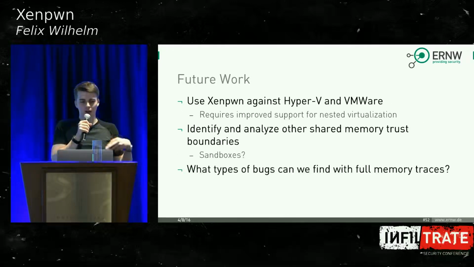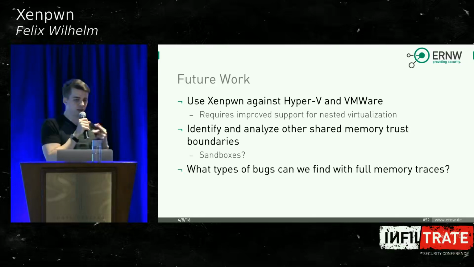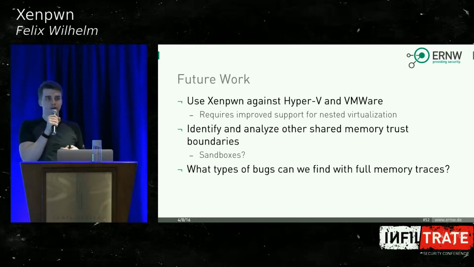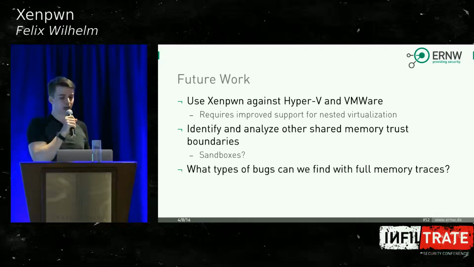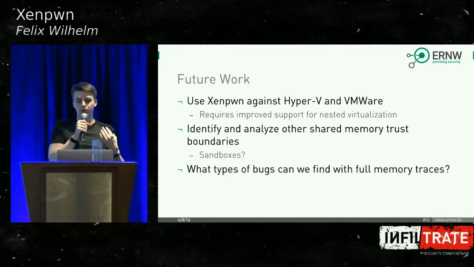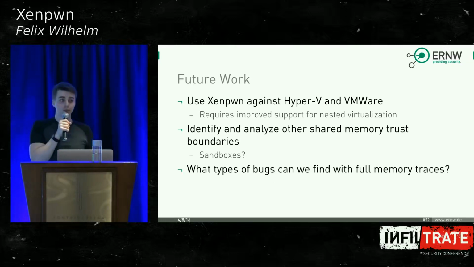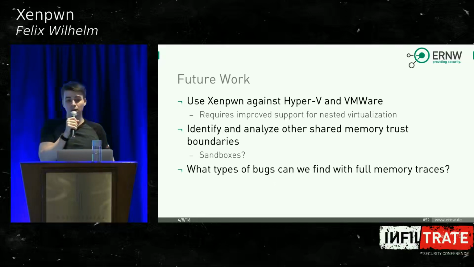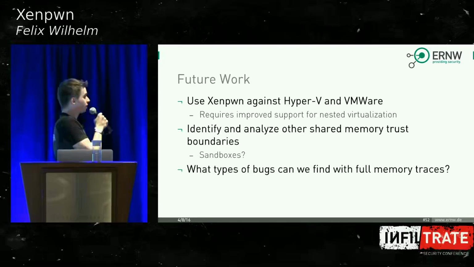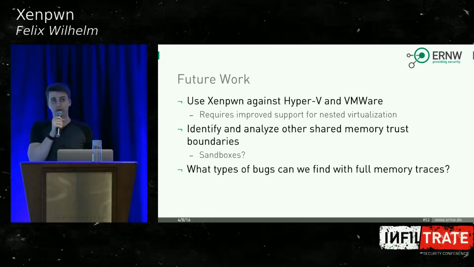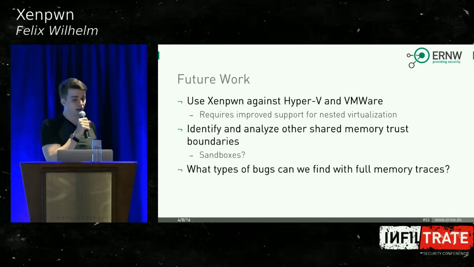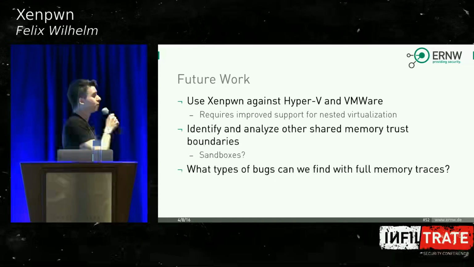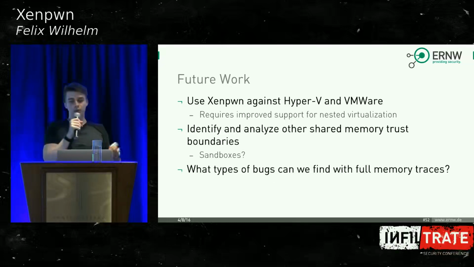So future work, I would really like to use Xenpwn against Hyper-V and VMware. This requires improved support for nested virtualization, which will probably or hopefully happen in the next month. And it might be interesting to use the same approach to analyze other shared memory trust boundaries. A prominent example of that is sandboxes. And then there's the open question, what type of bugs can we find if we actually use full memory traces? Of course you could use it for structure padding leaks or something like that. So I have a couple of ideas of interesting vulnerabilities you could find if you start doing memory traces that also trace the memory contents.